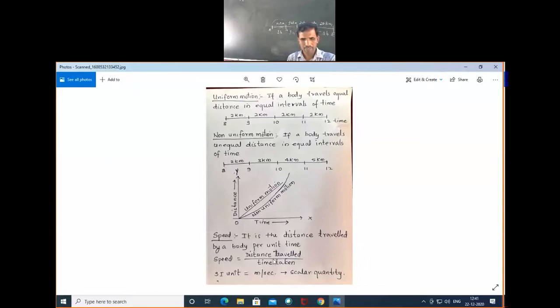Okay. So the SI unit. You know the formula of speed. Speed is equal to distance traveled per unit time. Understood? So the SI unit is meter per second. See, speed is equal to what? Distance traveled in unit time. What is the unit of distance traveled? Distance is in meters and time is in seconds. That's why it is meter per second.